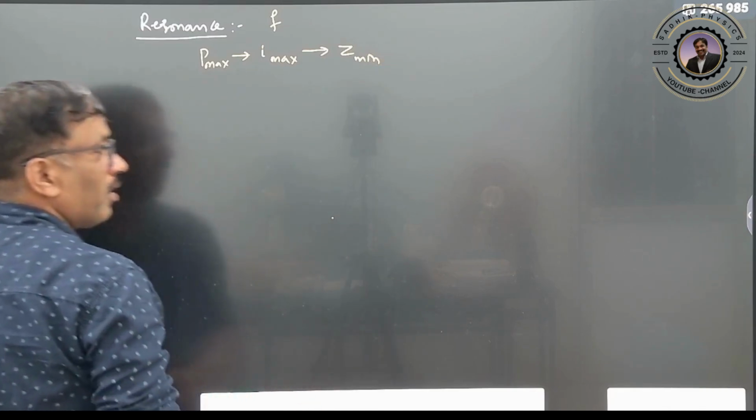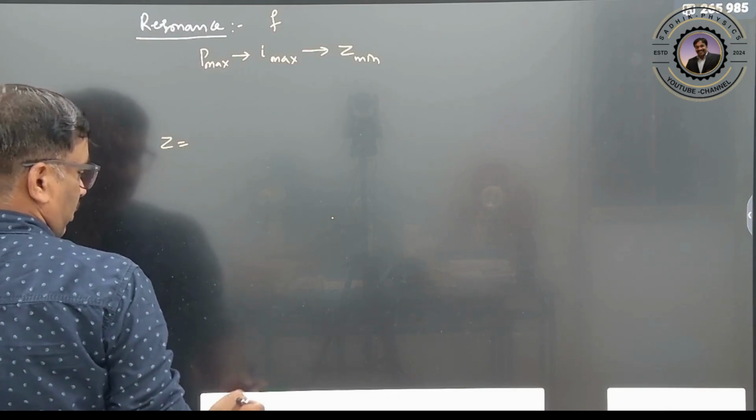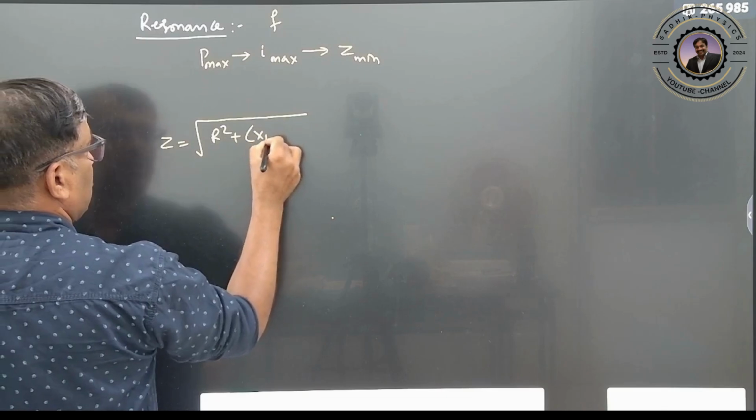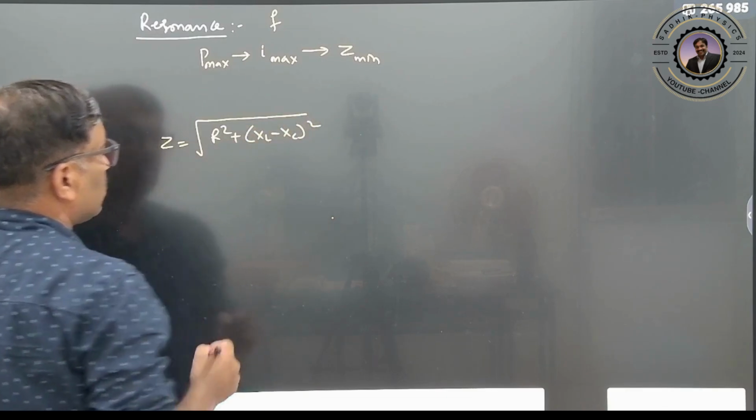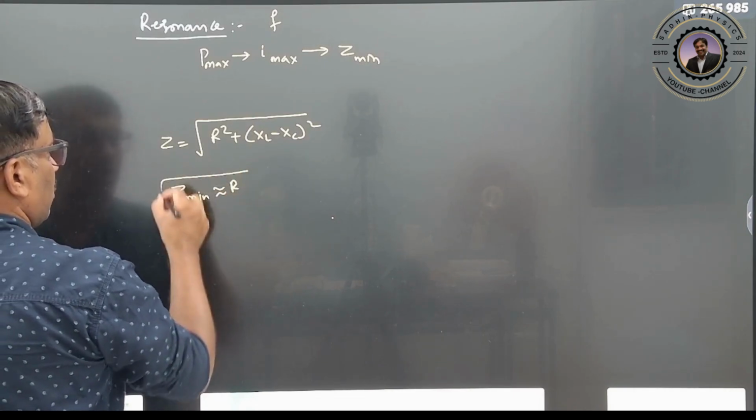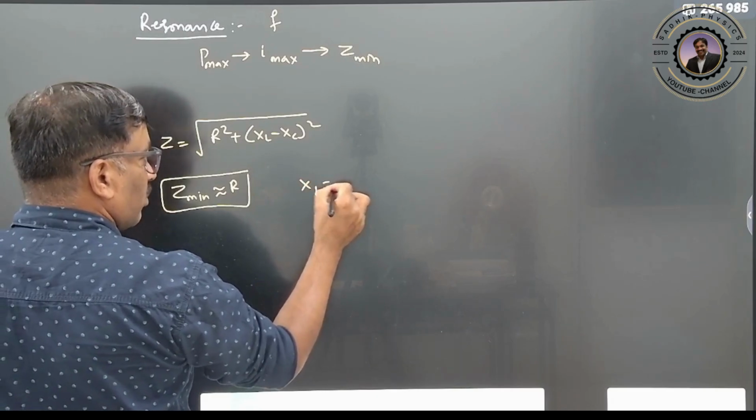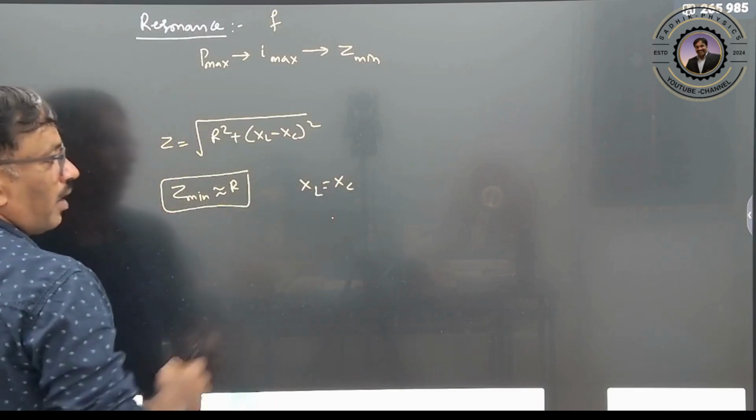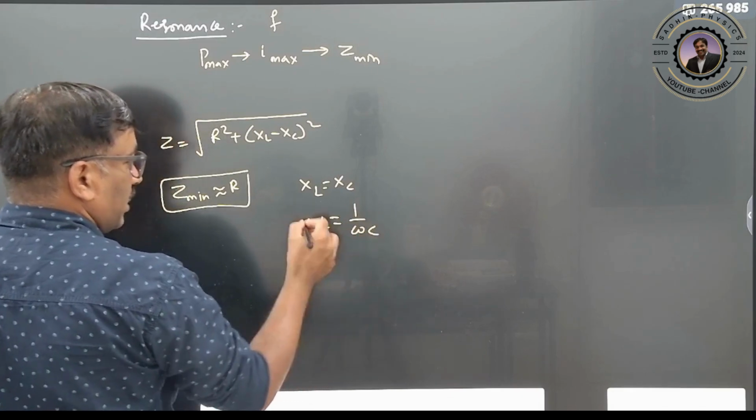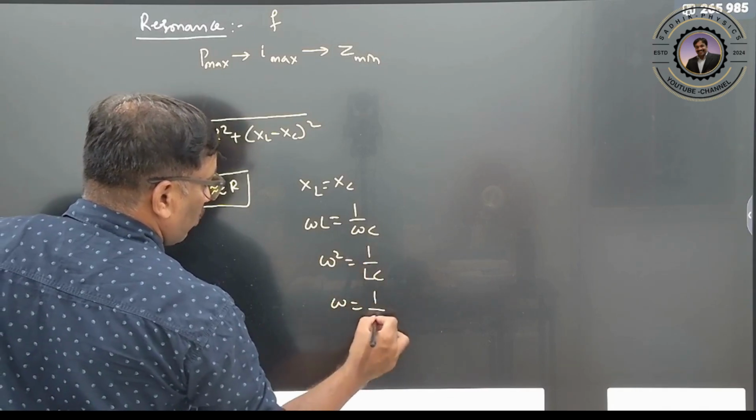The impedance should be minimum. Z is equal to the square root of R square plus XL minus XC whole square. The minimum condition is equal to R. This is possible when XL and XC are both equal. XL is equal to XC, that is, omega L is equal to 1 by omega C. So omega square is 1 by LC, or omega is equal to 1 by root of LC.